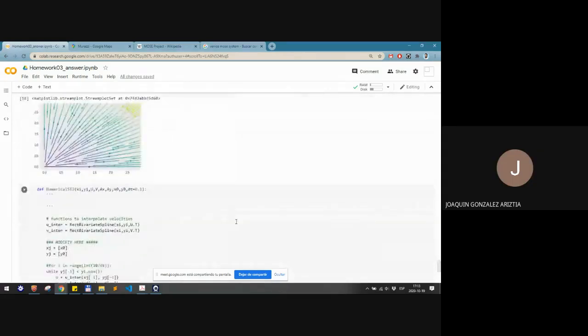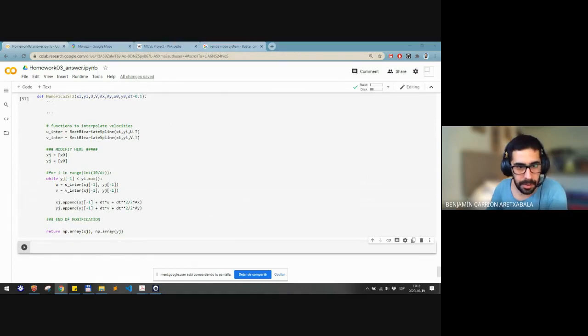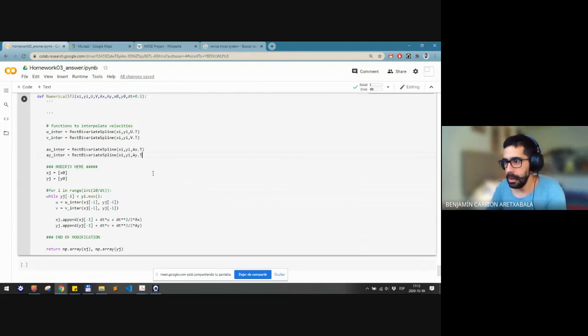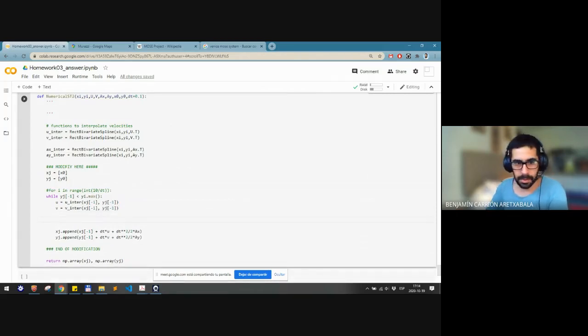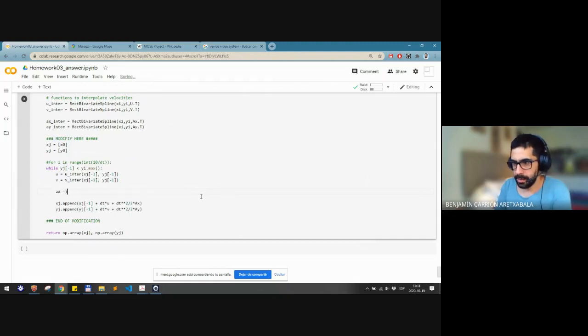Sorry, one question. Isn't it necessary to interpolate also the acceleration? Yeah, for sure. You're absolutely right. So we're going to do that. Here and here, right? We need to say ax equals ax inter of the same thing as here, right? Let me just modify this here.